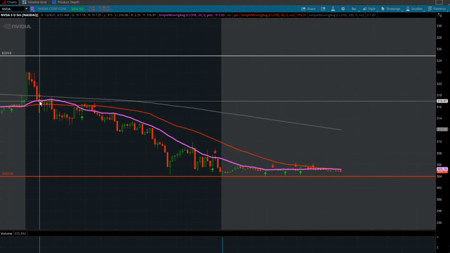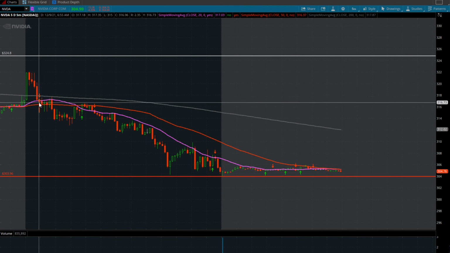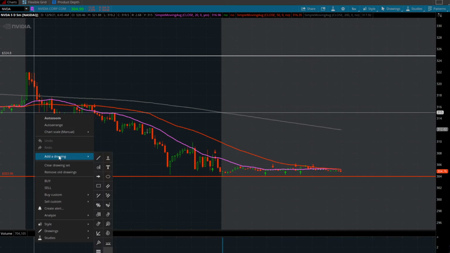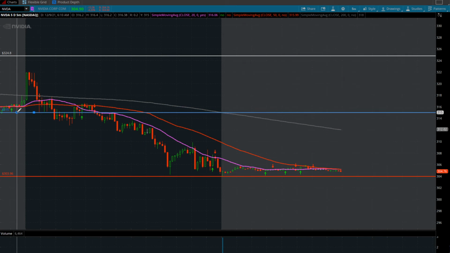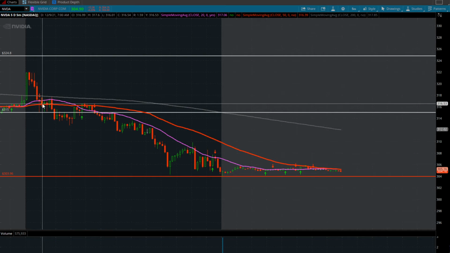So if this was our first close below the 20 period simple moving average, what would we be looking for? We would be looking for a confirmation of this low. That price is going to be here. So I'm just going to draw a trend line to show you. That price is $315 on Nvidia. So what we would be waiting for, patiently sitting on our hands, we're not going to jump in here. We're not going to jump in here, or here.